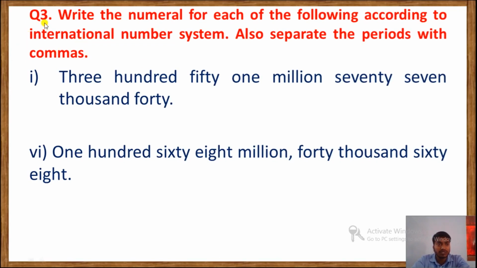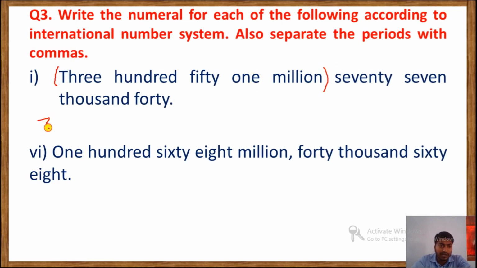So here we have question number 3. Write the numeral for each of the following according to International Number System. Also separate the periods with commas. So here we have the question 351,077,040. First we have to write the numbers, then we will separate them. Okay. So first we will write 351 million.